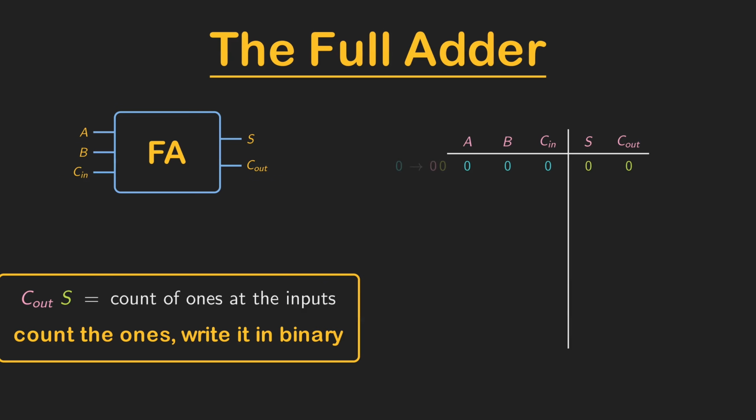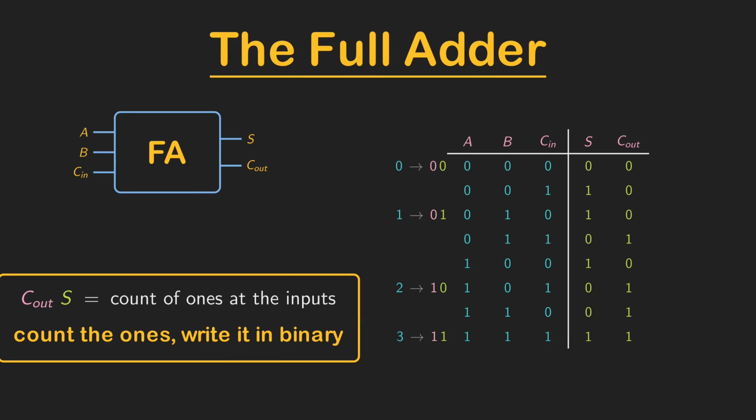No ones at the inputs? The count is 0, 0 0, both outputs 0. Exactly 1 input high, whichever one it is. Count is 1, 0 1, sum 1, carry out 0. That single sentence covers 3 rows at once. Exactly 2 inputs high, count is 2, 1 0, sum 0, carry out 1. 3 more rows done. And all 3 inputs high? Count is 3, 1 1, sum 1, carry out 1. 8 rows, 1 rule, the anchor.